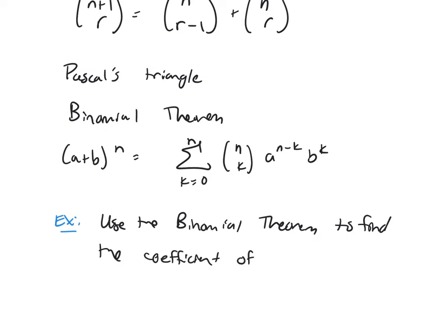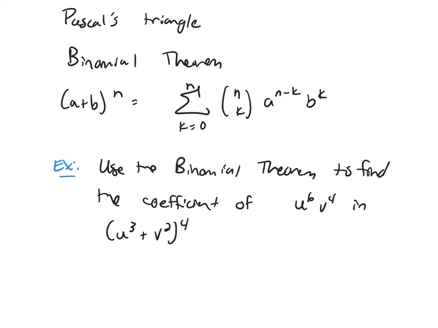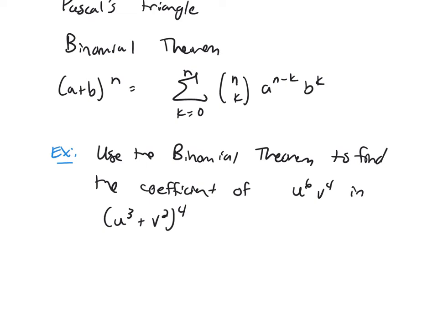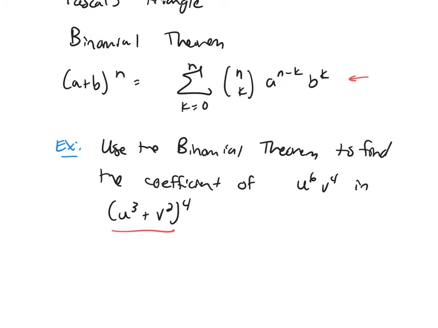Coefficient of u to the 6th, v to the 4th, in (u cubed plus v squared) to the 4th. Now we don't want you to multiply this whole thing out. That'll take a lot of time. So instead, you're going to use the binomial theorem, the formula up here. So you're going to replace a by u cubed, you're going to replace b by v squared, and you're going to replace n by 4.